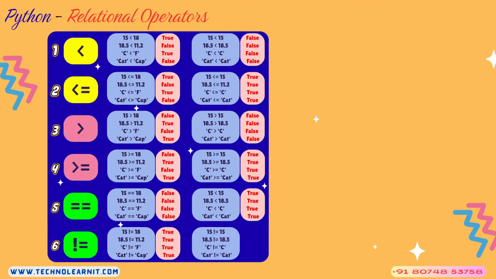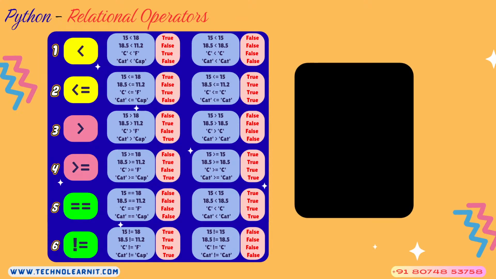Similarly, 15 not equal to 15 is false. 18.5 not equal to 18.5 is false. The string C not equal to string C is going to be false. And the string cat not equal to string cat is going to become false. This is how you have to understand all the six relational operators and how to build conditions using these relational operators.